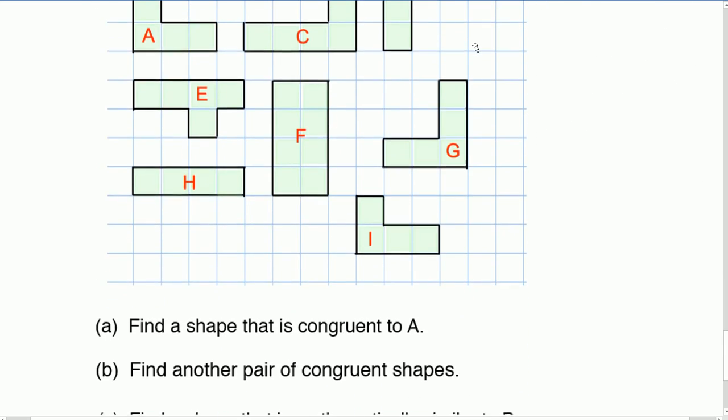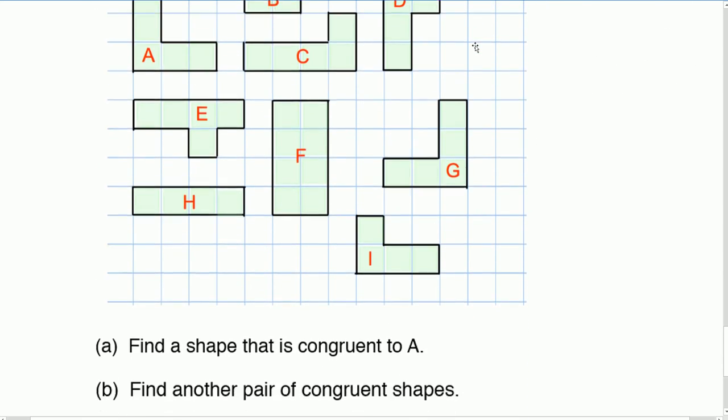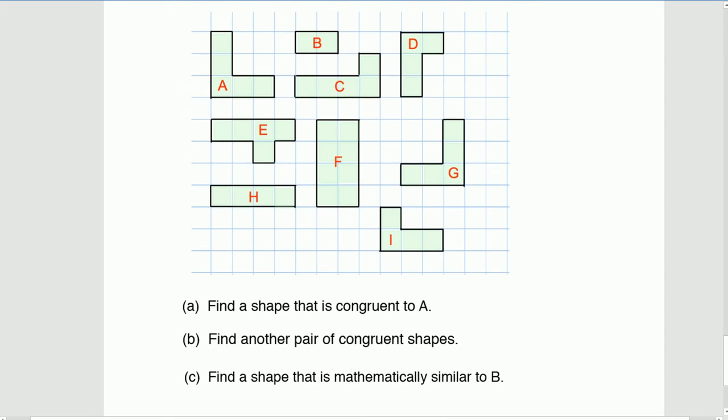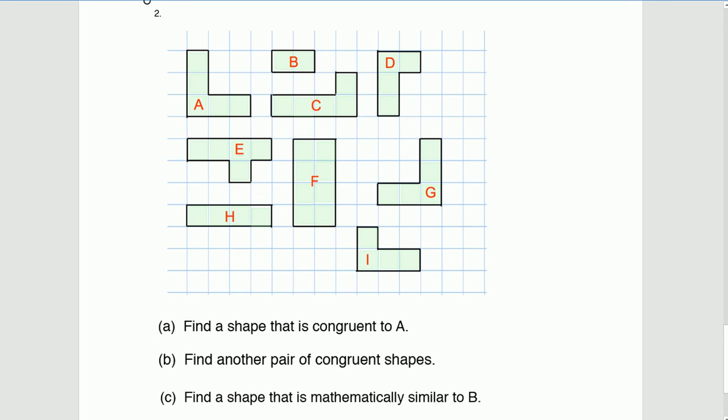And as last question, we're simply asked to identify some shapes which are congruent and similar. So I'm going to just reduce the size so we can see the whole thing. Congruent means exactly the same. So I'm looking for another shape on this grid which has exactly the same configuration as A. Now it could be rotated around, that's absolutely fine. And if I look down here at G, we can see that's the same shape as A, it's just been rotated around. So the shape that is congruent to A is G.